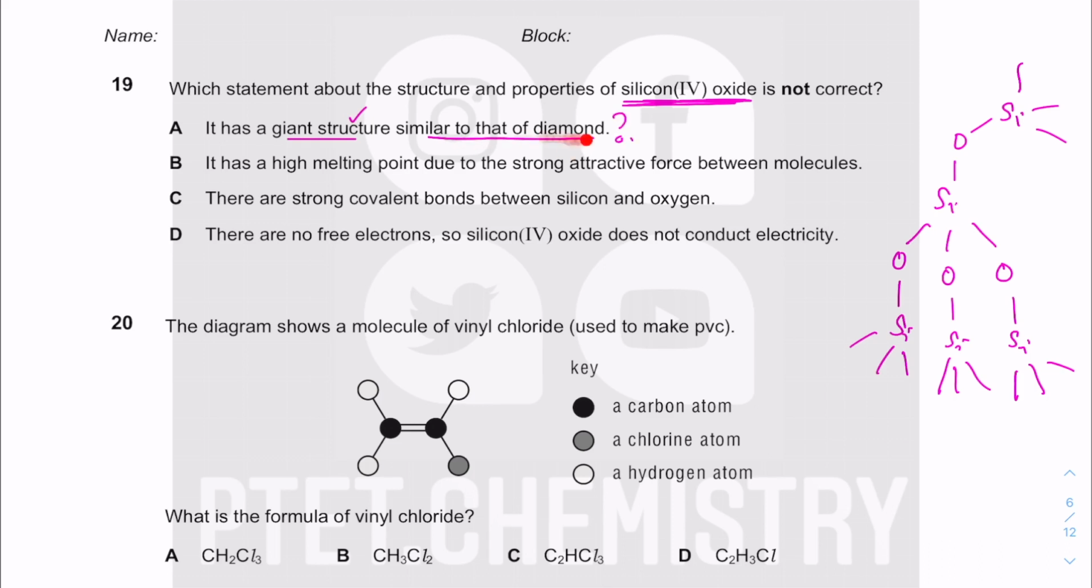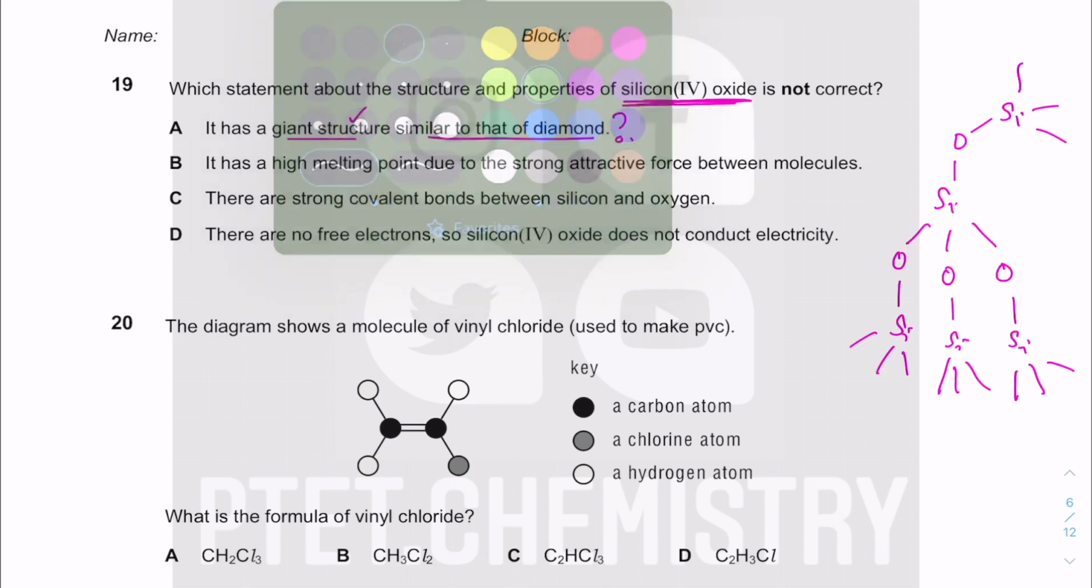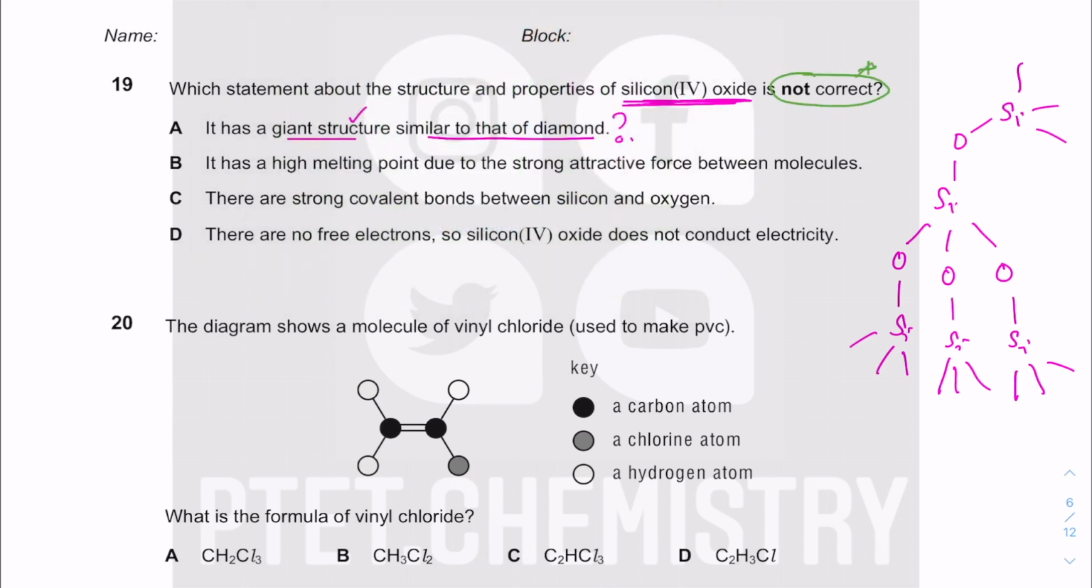But when I'm faced with a situation like this, this question is asking me what is not correct. Careful, not correct, not correct. So always read very carefully. This is very confusing, right? This is true, but in diamond it's slightly different. I hope you remember in diamond, each carbon is bonded to 4 other carbon. So kind of similar, but not exactly the same, because here the oxygen is only bonded to silicon. So maybe I go through the rest of the options and see whether it makes sense or not.